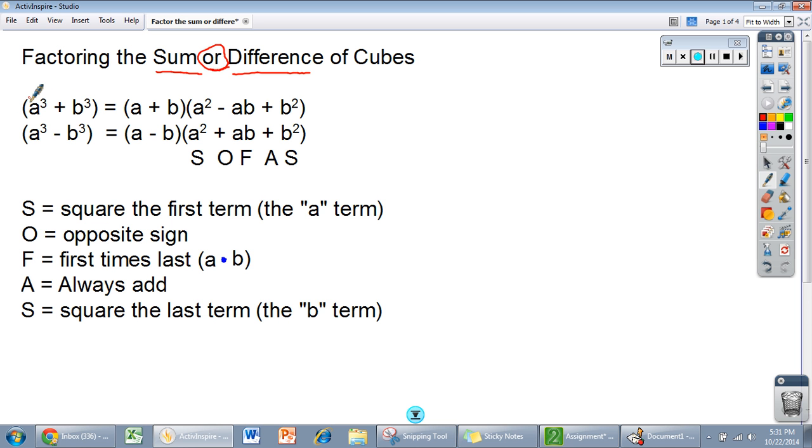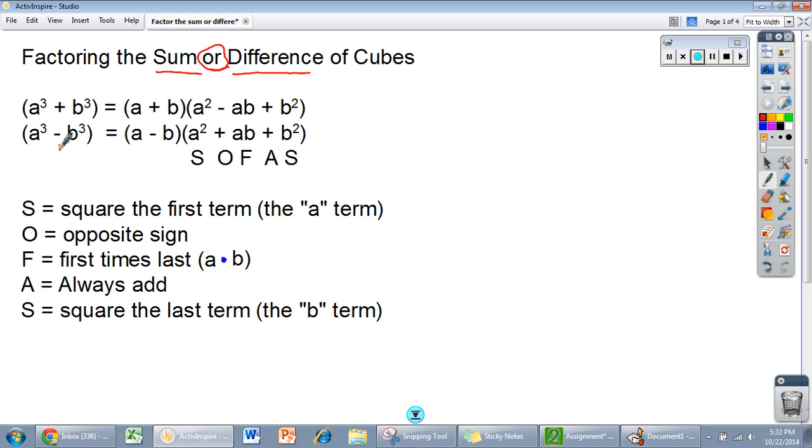First, we're going to take the cube root of the first term, and let's call that A in this case. Then we take the cube root of our second term, call it B. Whatever sign is in the original problem, you're going to use that for your first binomial. After that, the pattern follows as the first term squared, subtracting the first and the last term multiplied together, plus the last term squared.